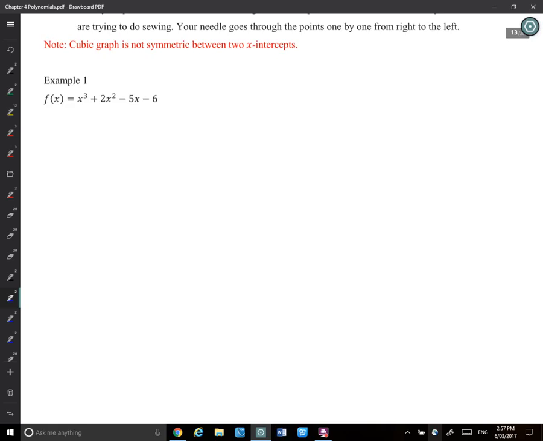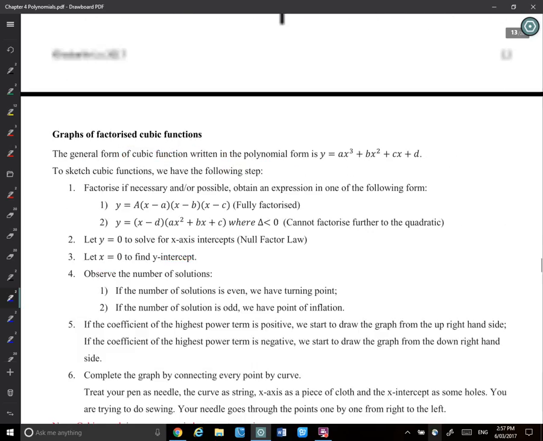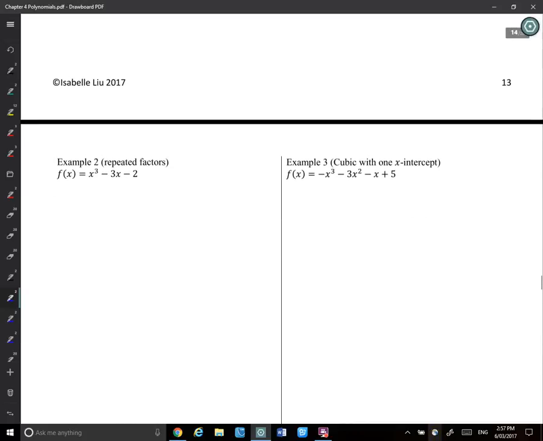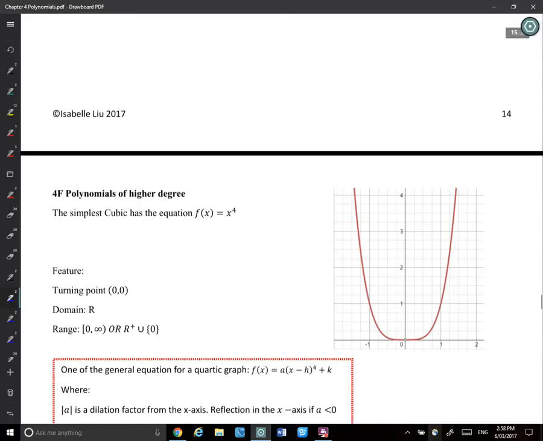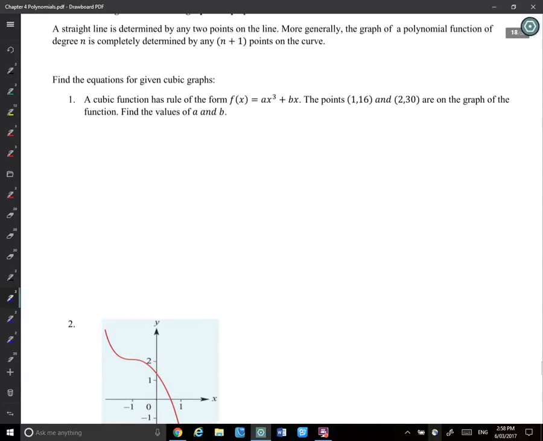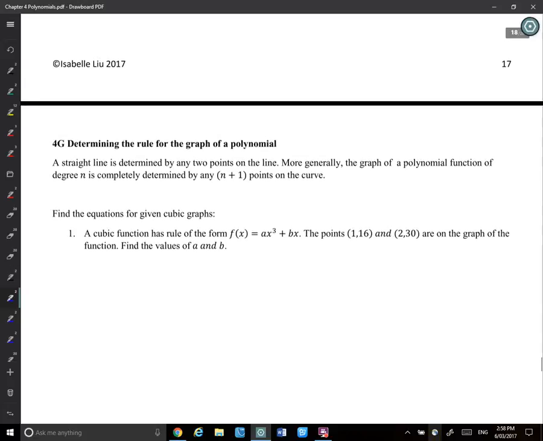Okay, factorize them. So page 13, page 14, page 16, and page 17. For those 4 pages, you need to complete the factorizing for me before the next lesson.